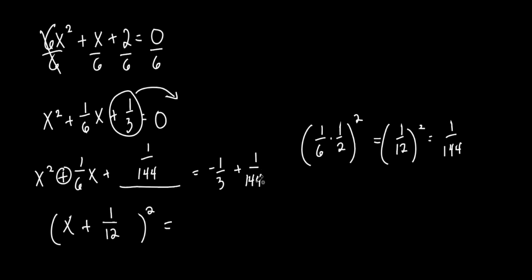Equals, let's figure out what this is going to be. Need a common denominator. What's 144 divided by 3? I think it's 48, isn't it? So if that's a 48, 48 times 3 is 144. So what do I do to the top? Multiply that by 48. So what do I got? I got negative 48 plus 1 over 144. Okay, all I'm doing is just adding these fractions to each other. So what's negative 48 plus 1? Negative 47 over 144.